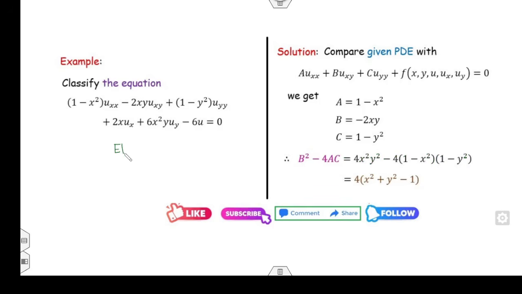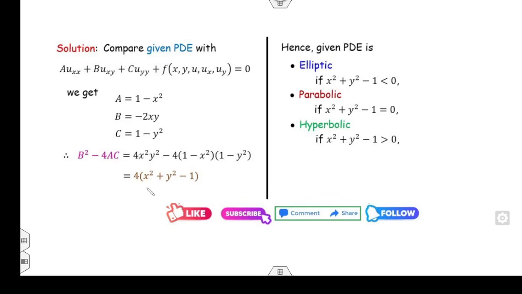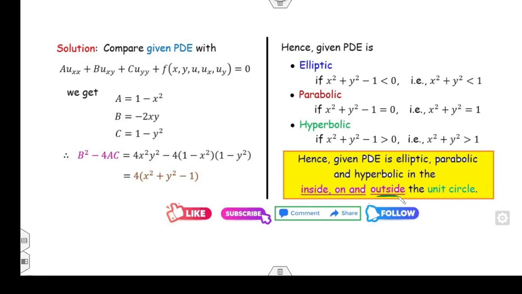Now if you take 4 as common, when will it be elliptic? Whenever 4 times (x square plus y square minus 1) must be less than 0. Parabolic when it is equal to 0, and hyperbolic when x square plus y square minus 1 must be greater than 0. Elliptic implies x square plus y square is less than 1, that means inside the unit circle. Fine. Parabolic means on the boundary of the unit circle, and hyperbolic means whenever it is outside the unit circle.